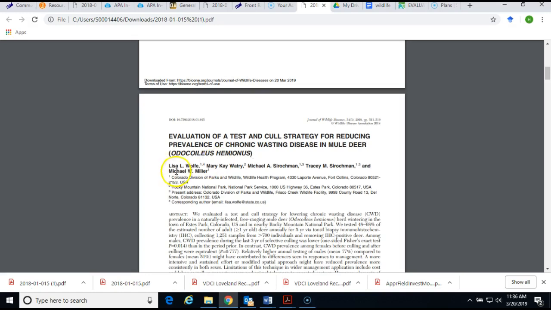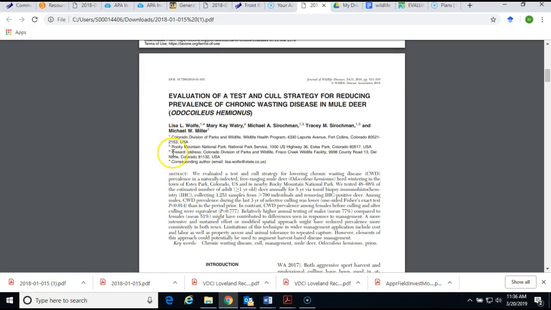So this is by Lisa Wolf, who works in Fort Collins for Colorado Parks and Wildlife out at our wildlife research facility, and actually quite a few other local people as I look at this list. Highly credible people, and you can see their list of where they work right here.